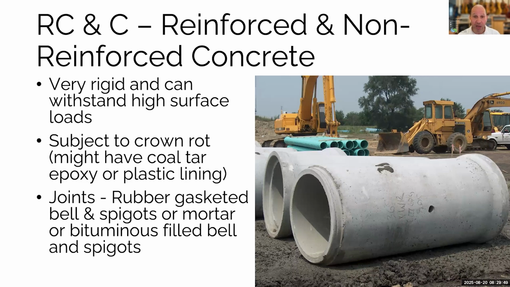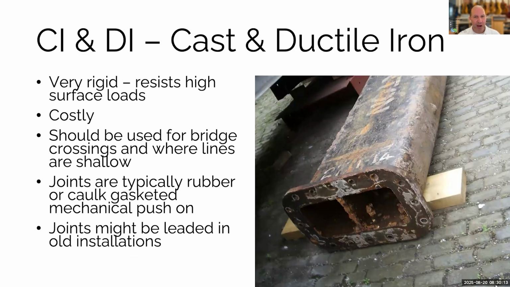These have been around for a long time. The typical standard now is rubber joint gaskets, but in older versions and in some locations, you might actually find mortar in the joints or bituminous material, so like tar essentially, as the sealing material. But again, typically not going to see these in small diameters. It's mostly the big diameter pipe.